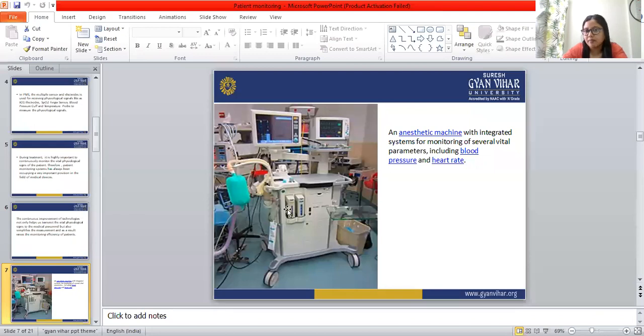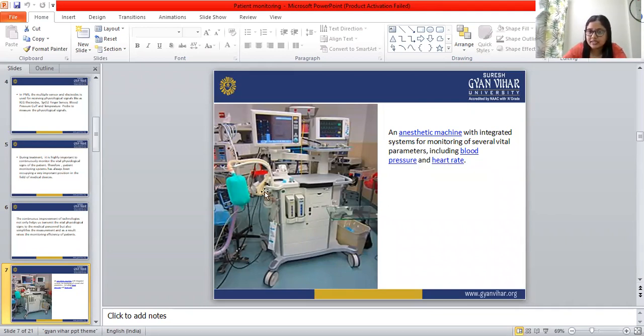So this is an example of the computerized patient monitoring. This is the anesthetic machine that is connected with the computer. It is an anesthetic machine with an integrated system for monitoring of several vital parameters including blood pressure and heart rate.